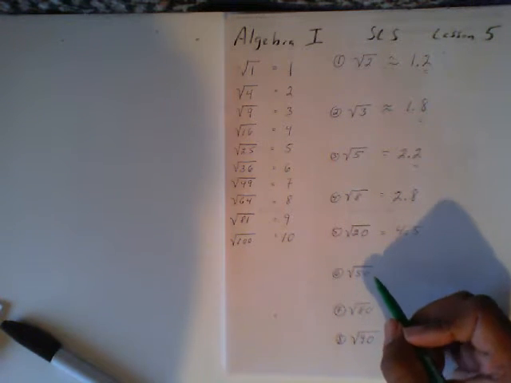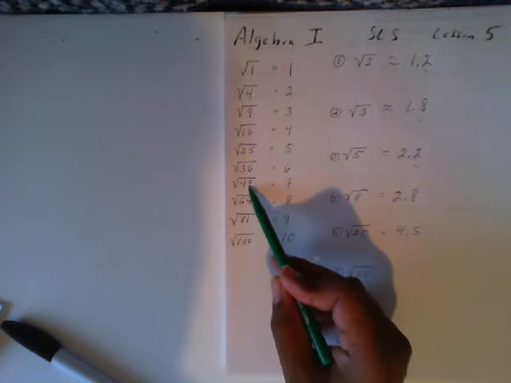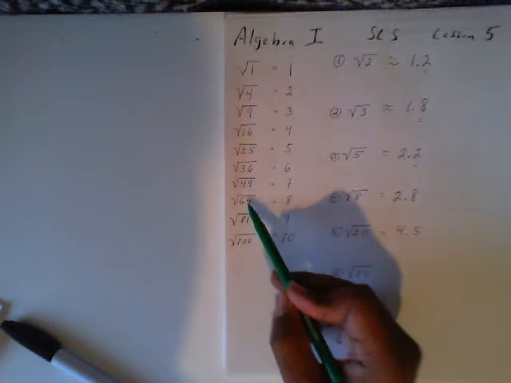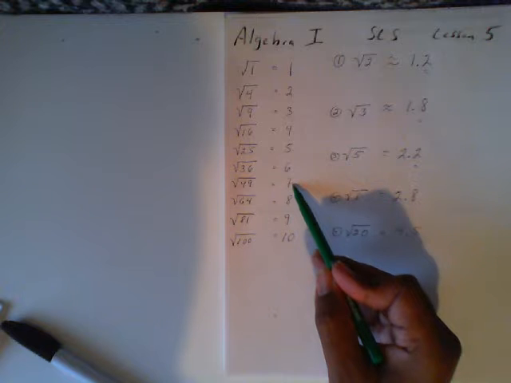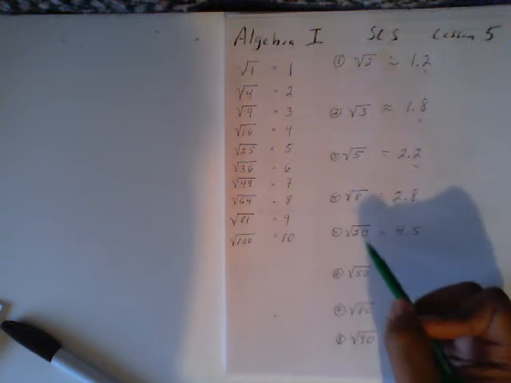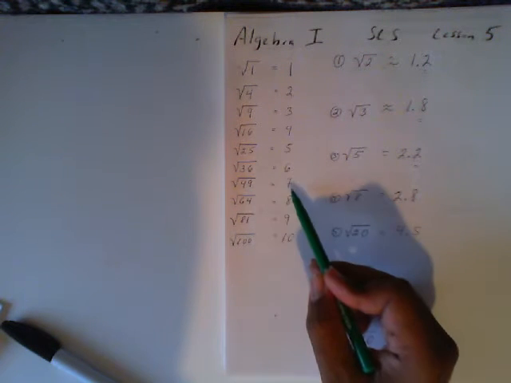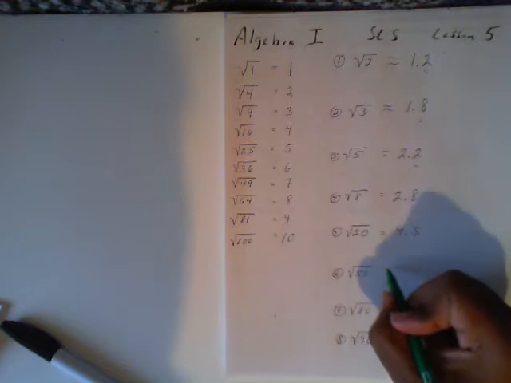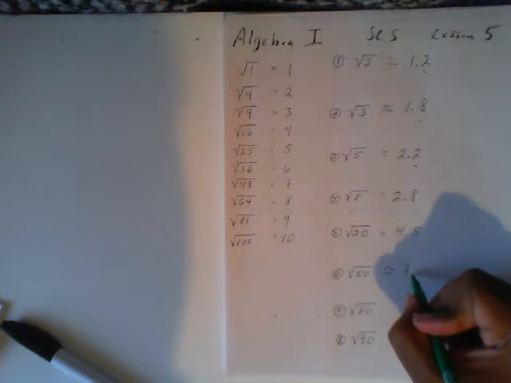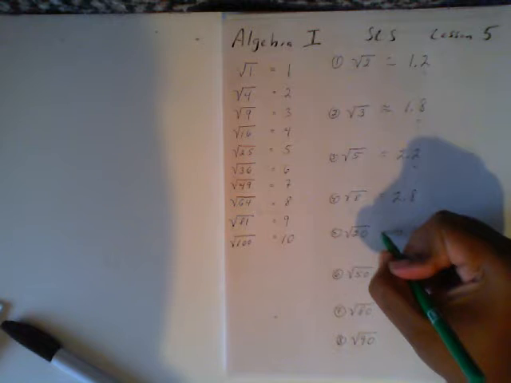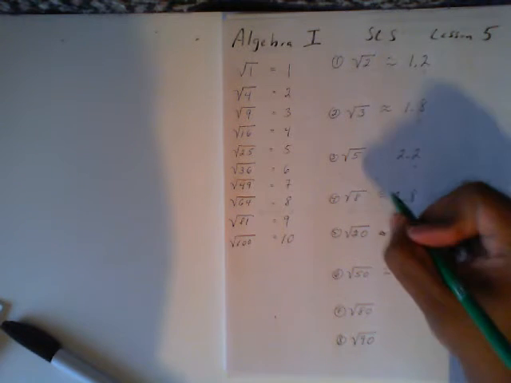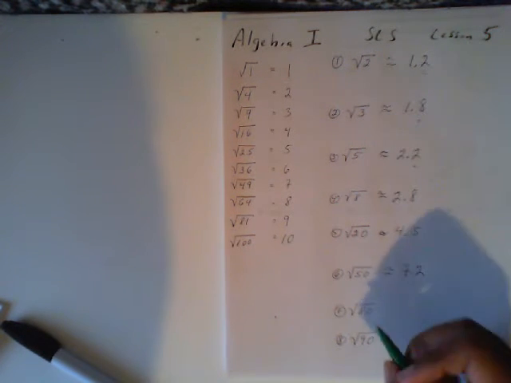The square root of 50 is between the square root of 49 and 64. So the answer would be between 7 and 8. Since the square root of 50 is closer to the 49, I'll make the answer closer to the 7. So this will be approximately, say, 7.2. And these are all approximations, so no equal signs.